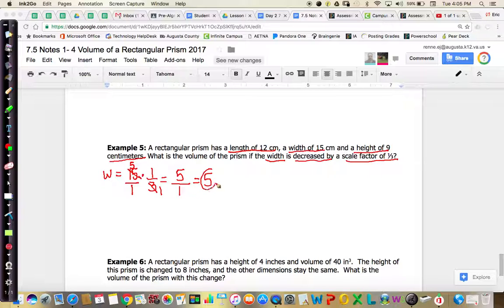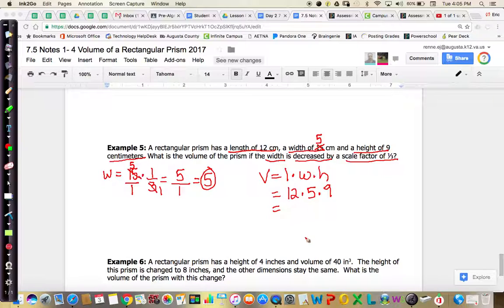So the new width is 5. Now I can calculate the new volume. So I can come up here and just cross this out lightly and put a 5 there. So now I write the formula length times width times height. We know that the length is 12. We know that the width is 5 because I just calculated it. And the height is 9.